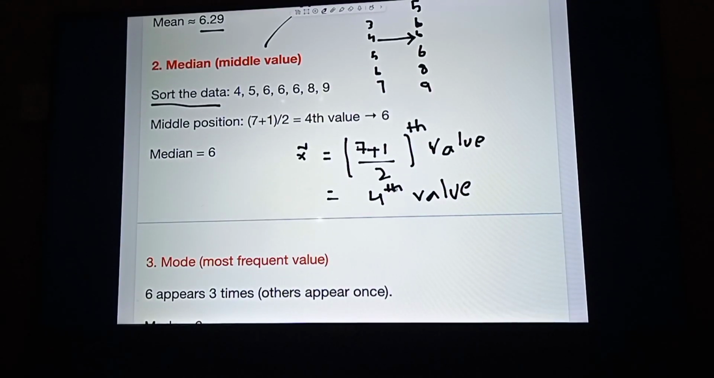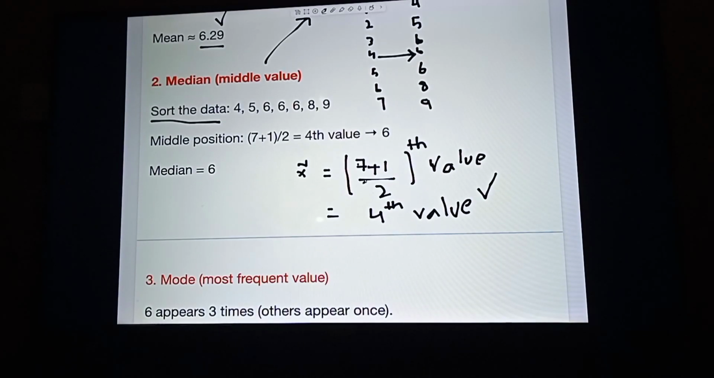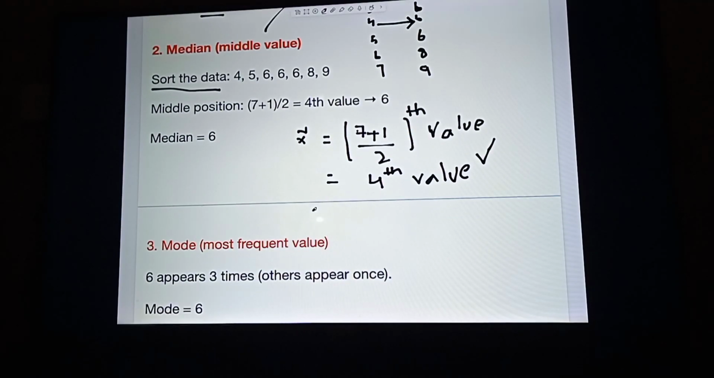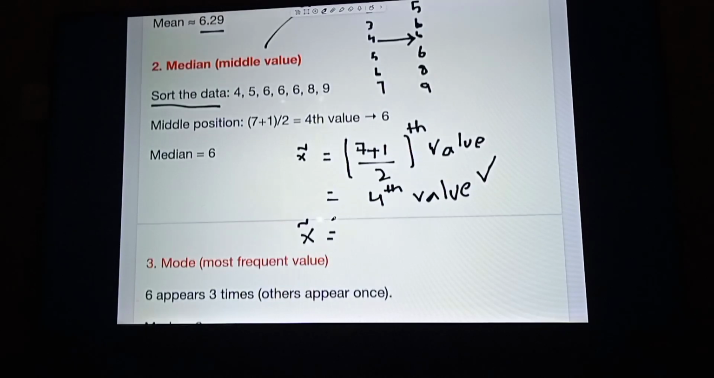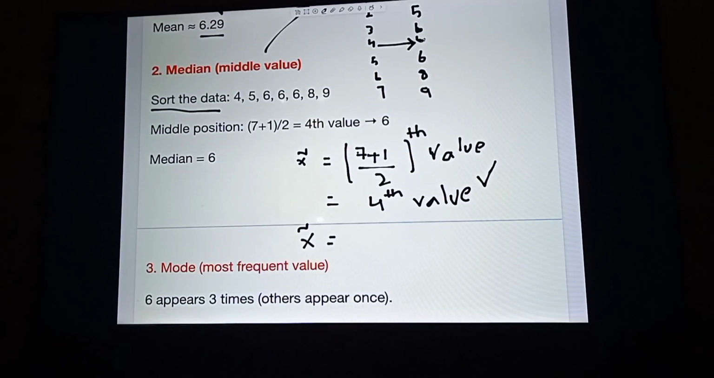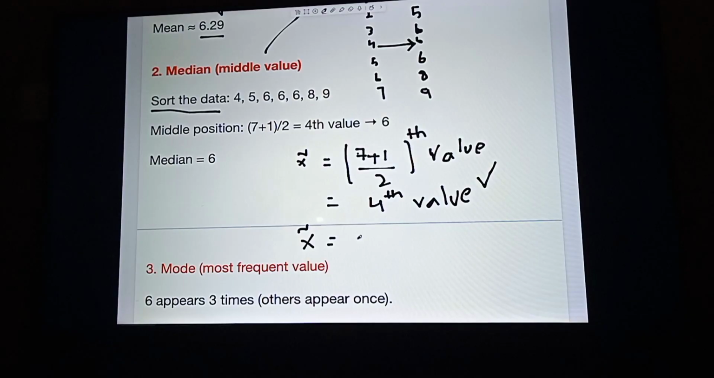So this is not the median, this is the location. This 4th value is not the median. It tells us that the median is in the 4th position, or in the 4th location. Sample median is equal to, in 4th position, you can see that the X observation is 6. So median is 6 here. Median is equal to 6.